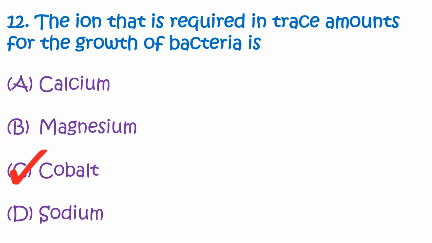Bacteria require a supply of inorganic salts. So there can be the requirement of anions like the phosphate and sulfate anions, or it can be cations like sodium, potassium, magnesium, iron or calcium. But there is another ion called cobalt, which may be required only in trace amounts for the betterment of the bacterial growth.